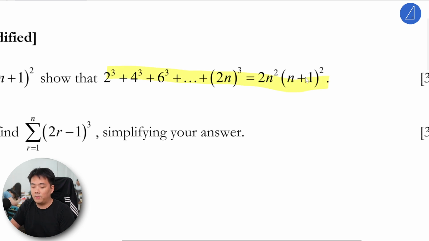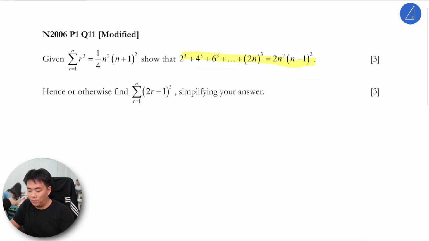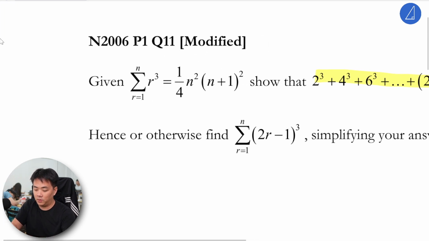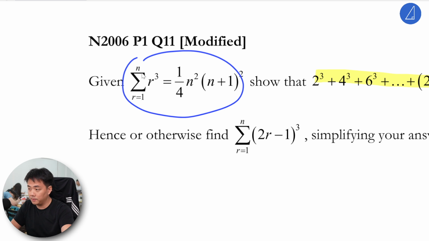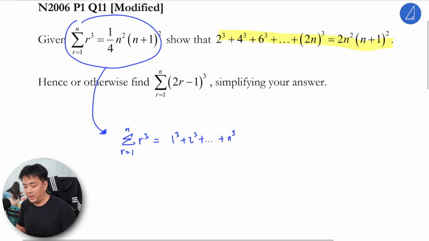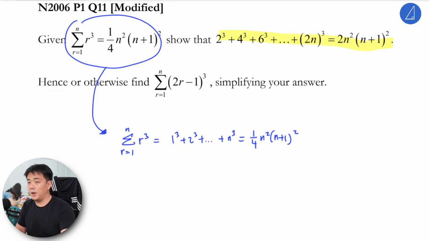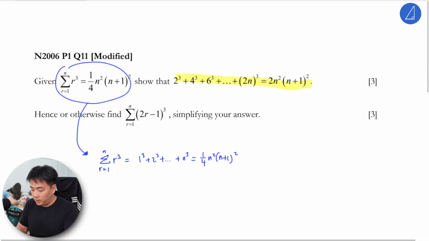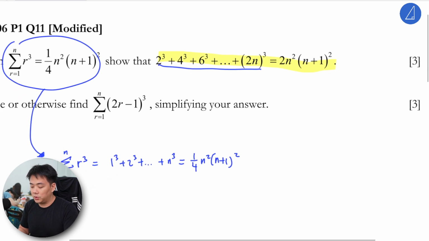I think we just start from the left hand side. Firstly, understand what the series is. What is the one given? If I were to expand this, it is 1 cubed plus 2 cubed all the way to n cubed, and this will give us 1/4 n squared (n plus 1) squared. Now I'm going to start from the left hand side, then show the right hand side.